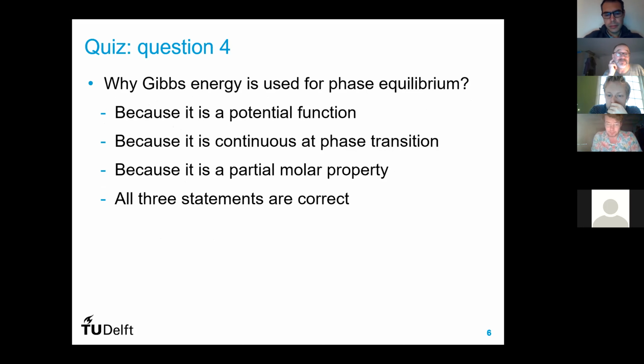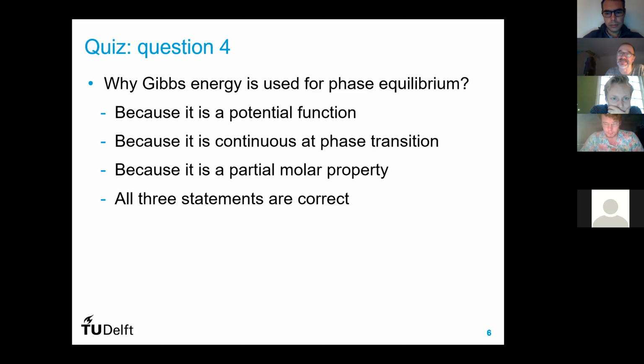Okay. Last question. Why is Gibbs energy used for phase equilibrium? Because it is a potential function, because it's continuous at phase transition, because it's a partial molar property. All 3 statements are correct. What do you remember about Gibbs energy? It has to be continuous at the phase transition, the Gibbs energy. Yes. But actually, it's also a potential function and a molar property. So it's all 3.